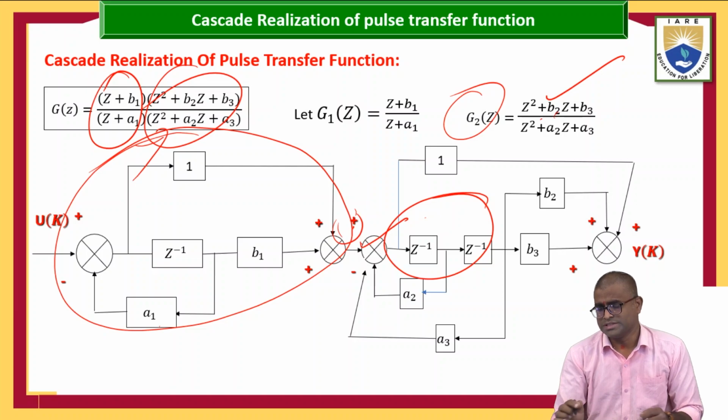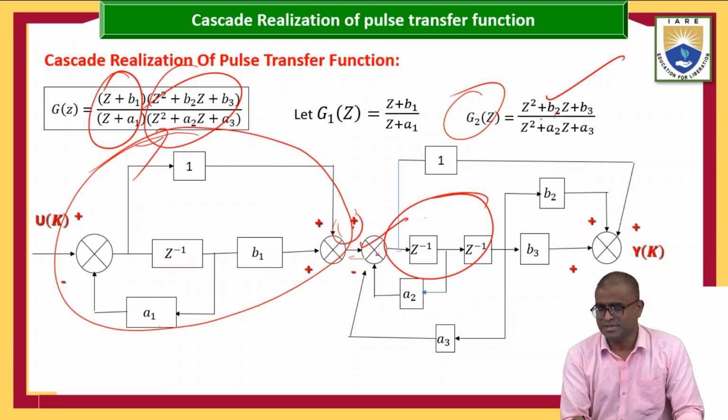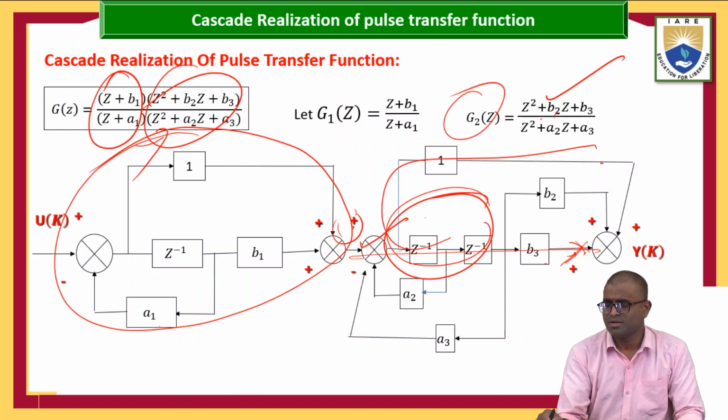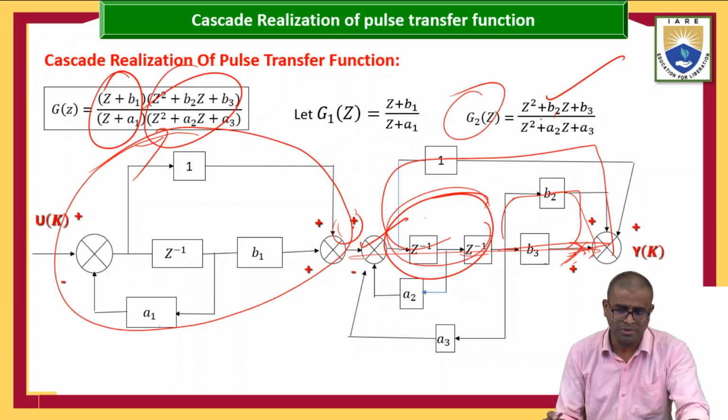After that, Z square plus B2 into Z. B2 into Z is coming. Next, plus B3. This is the straightforward forward path, B3. So Z square plus B2 into Z plus B3. B3 is your numerator value.